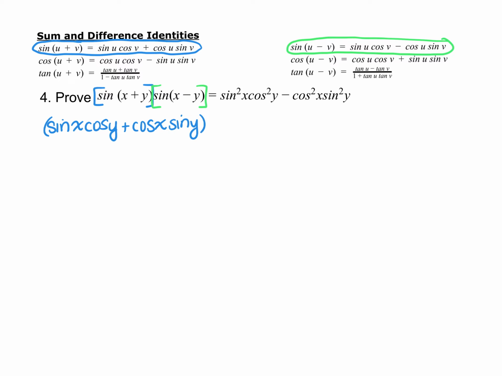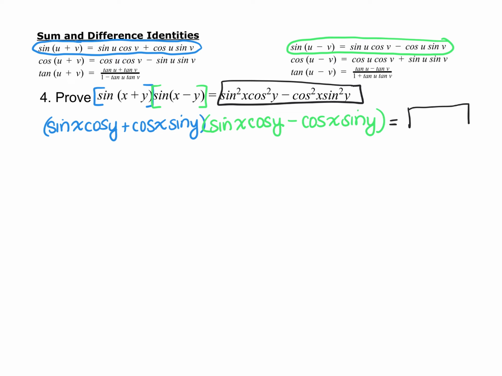That's the blue. Now the green. So the green says we've got sine of u cosine of v minus cosine of u sine of v, just replacing u and v with x and y. So I'm going to have sine of x times cosine of y minus cosine of x times sine of y. Now, just because I'm going to run out of room here, for a moment, I'm just going to write that as a box, okay?